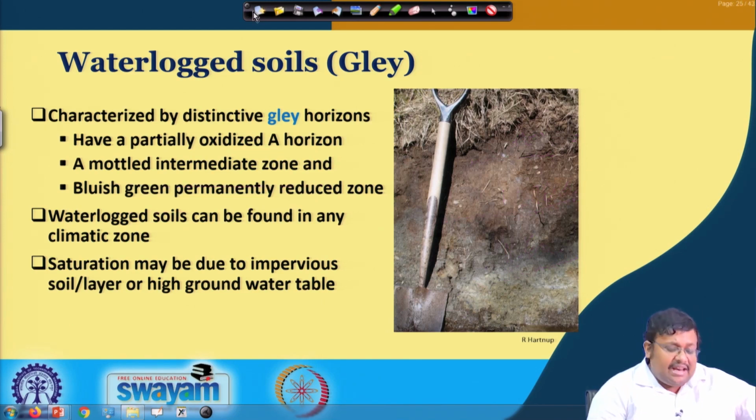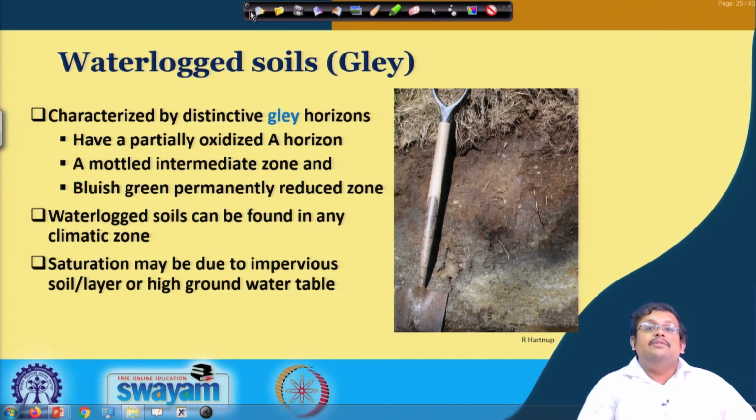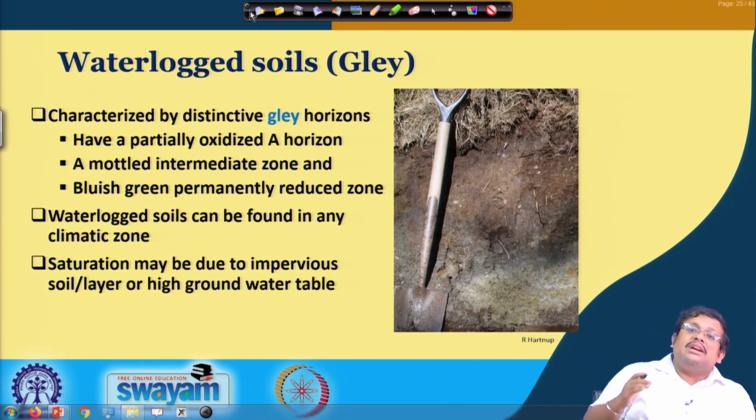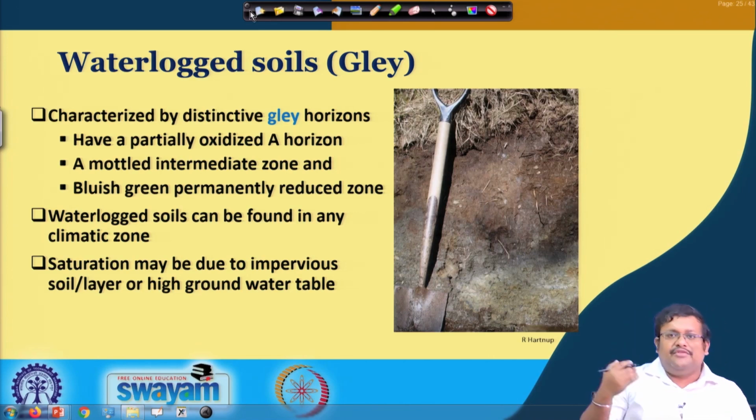Now, waterlogged soil can be found in any climatic condition, and saturation may be due to an impervious soil layer or high groundwater table. When the groundwater table is high, obviously there will be saturation, and if you see the previous slide where we discussed the cross section of a waterlogged soil, there is a plough sole or impervious layer. As a result, the water cannot move further, and the whole profile remains saturated all the time. So, this is the feature of a waterlogged soil or gley soil.